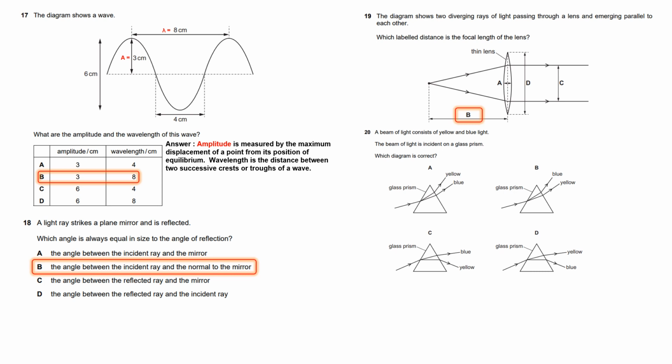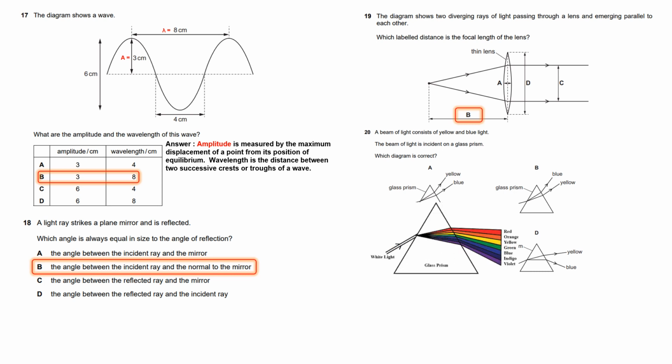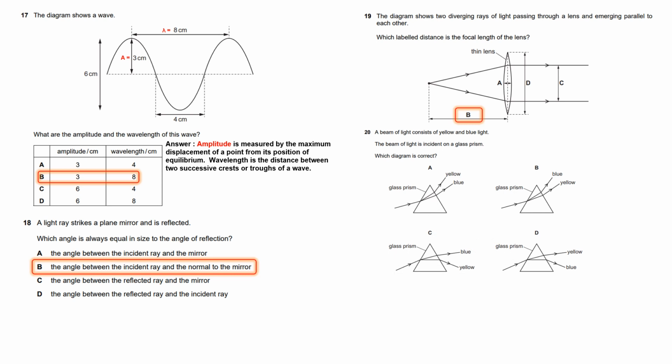When white light is passed through a glass prism, it splits into its spectrum of colors. The speed of blue light is less than the speed of yellow light in glass. The blue light will refract more than the yellow light.